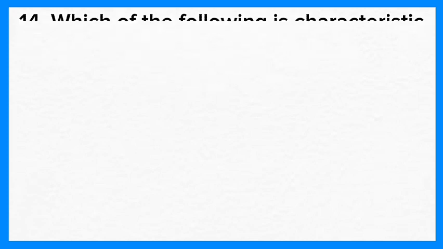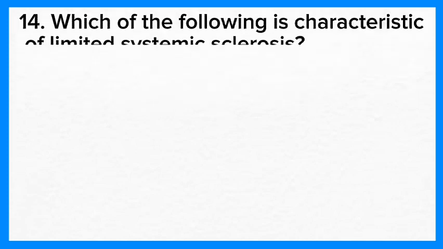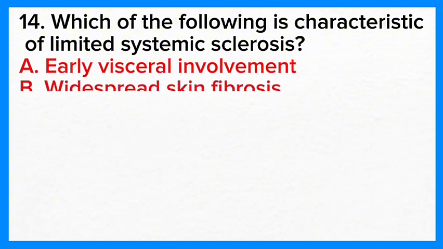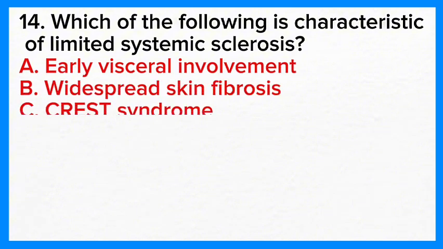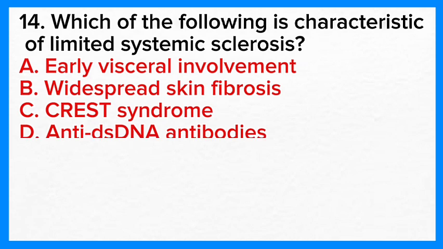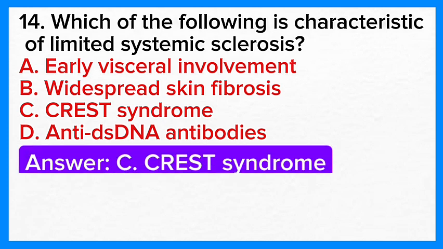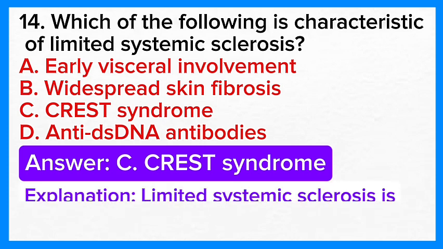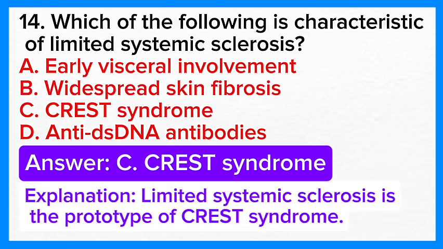14. Which of the following is characteristic of limited systemic sclerosis? A. Early visceral involvement, B. Widespread skin fibrosis, C. CREST syndrome, D. Anti-dsDNA antibodies. Answer: C. CREST syndrome. Explanation: limited systemic sclerosis is the prototype of CREST syndrome.